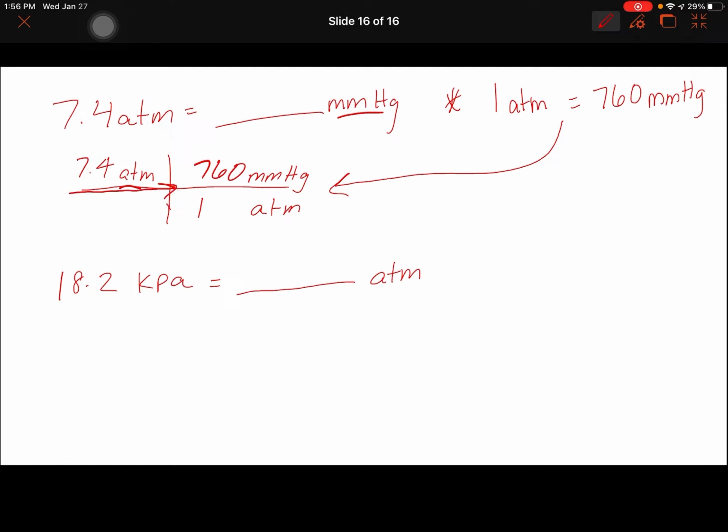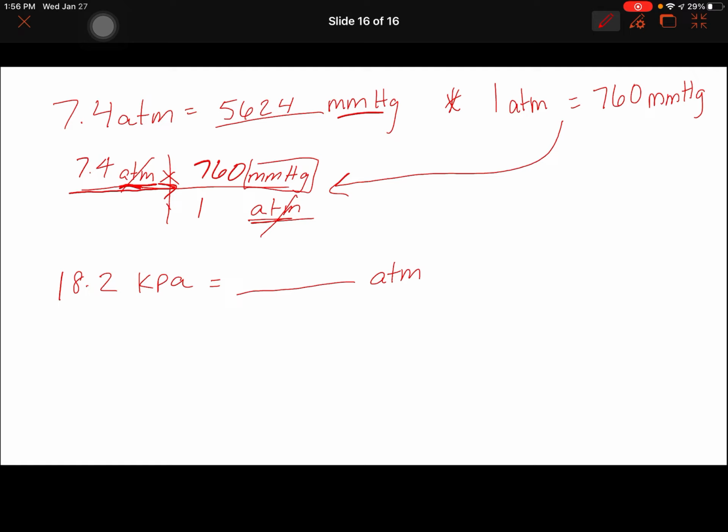Since we can just read this right across the top, since they're both on the top, we can just multiply 7.4 times 760, and we get the answer 5,624 millimeters of mercury. Since there is an atmosphere unit on the top and on the bottom, they will cancel each other out, leaving you with just mmHg.